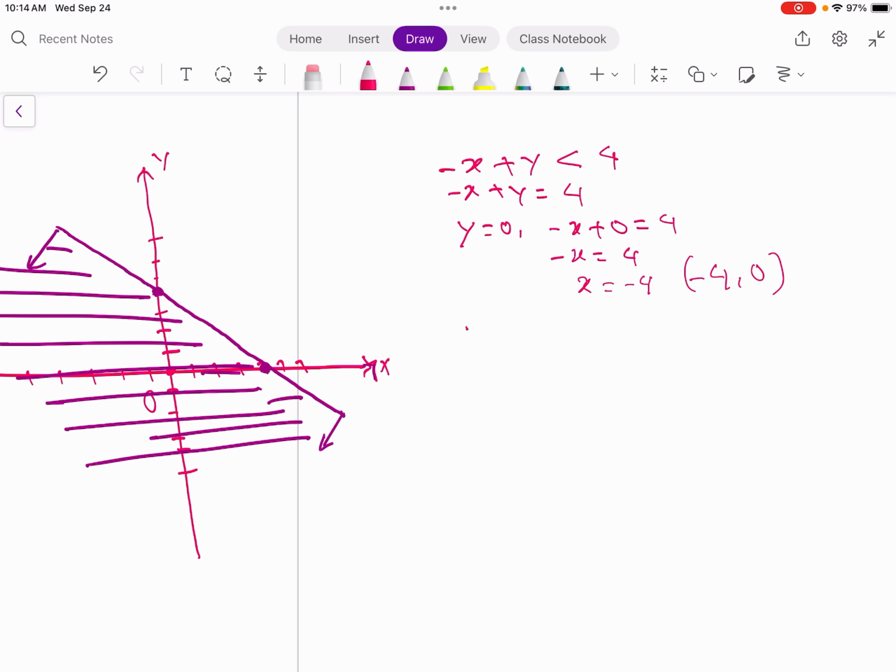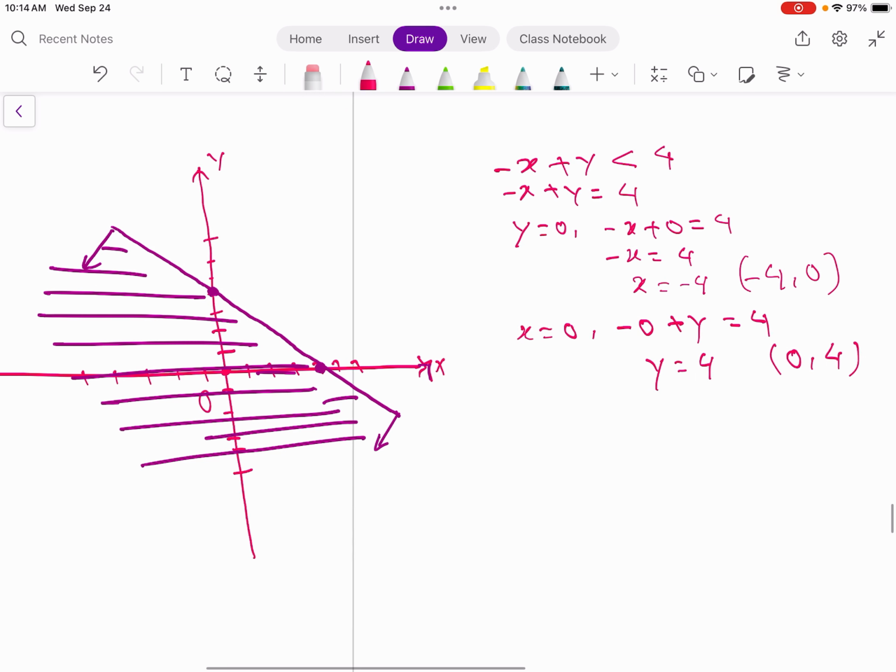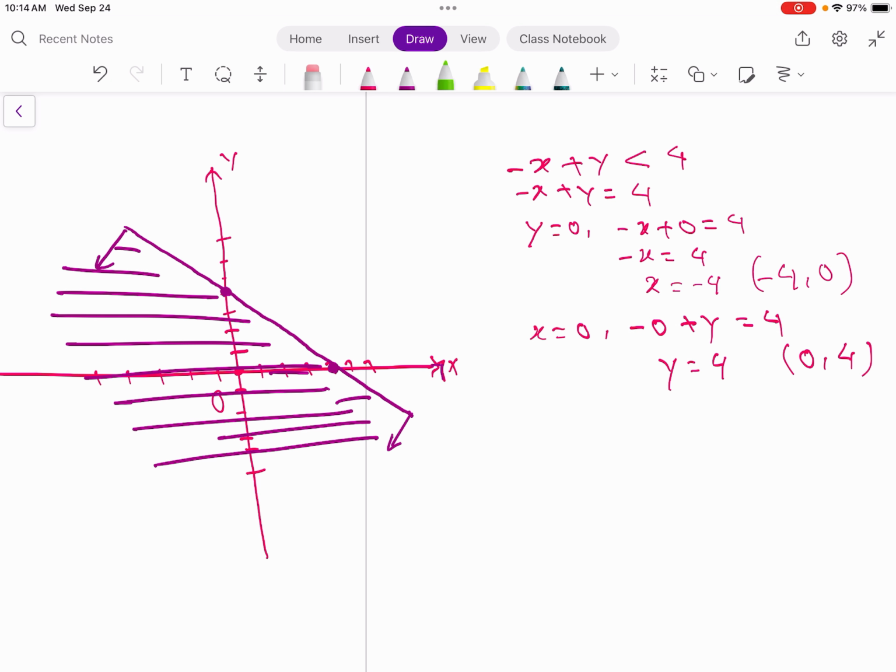Now let's use x equals to 0. So we have negative 0 plus y equals to 4. This is y equals to 4. So 0, 4 is our other point. Okay, now let's plot these 2 points. So negative 4, 0: negative 1, negative 2, negative 3, negative 4. You are using the same coordinate system to plot this point. Now 0, 4.